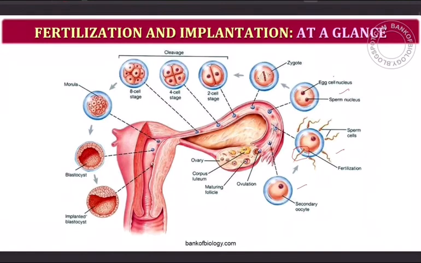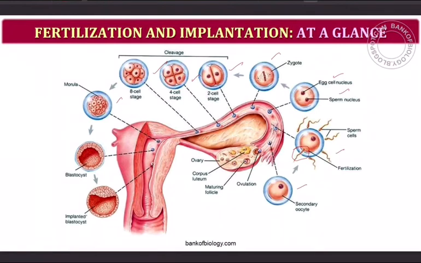Now you can see here the secondary oocyte. In fertilization, many sperms are attacking, but only the fastest one enters. Look at this, the entry. Now there is fusion of two nuclei, the nucleus of the sperm and the nucleus of the ovum, and the zygote is formed. The zygote undergoes mitosis: 2-cell stage, 4-cell stage, 8-cell stage, and then 16 cells, which we call the morula. As the zygote forms, it is traveling down from the fallopian tube towards the uterus.